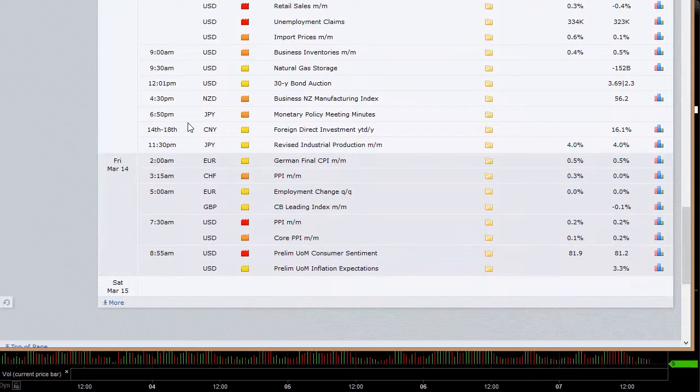New Zealand's got a business index number, monetary policy meeting minutes from the last Bank of Japan announcement, revised industrial production out of Japan, and that leaves us into Friday, where we've got German final CPI, PPI out of Switzerland, employment change out of Europe, PPI out of the U.S., and University of Michigan sentiment out of the U.S.